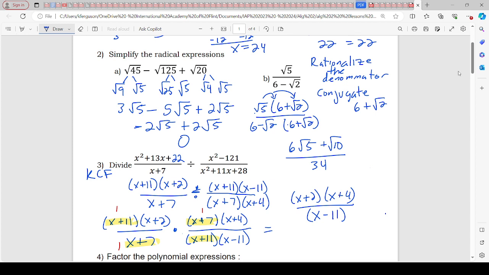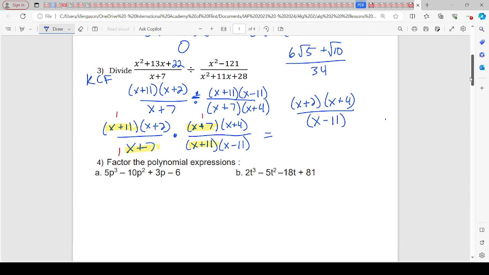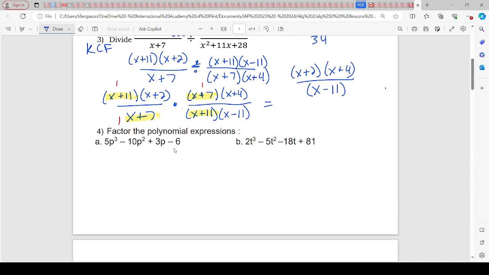So anybody got any questions on that? Okay. And then finally, factor this group of polynomials. When you see 4 terms, that should be a red flag that we need to factor by grouping. Okay? So that's what we're doing here. I'm just going to group the first 2 terms together and the last 2 terms together. So I've got 5p cubed minus 10p squared, and I've got 3p minus 6.